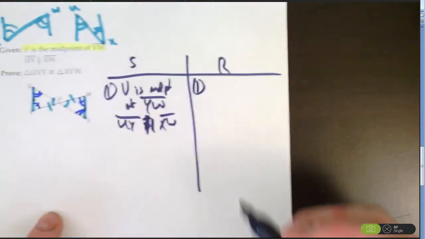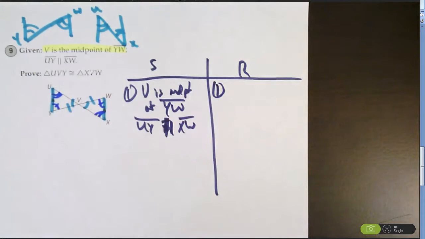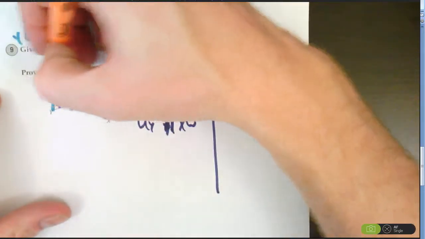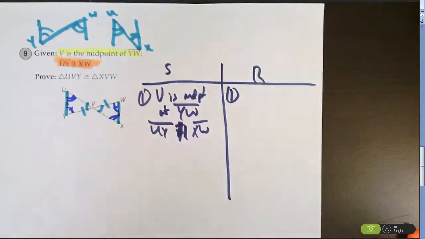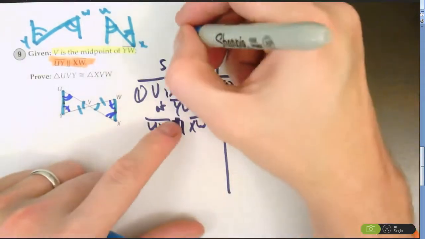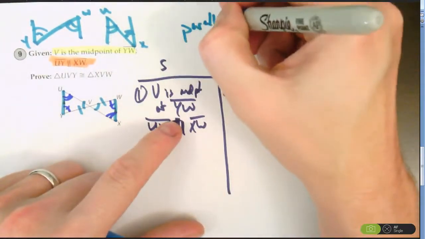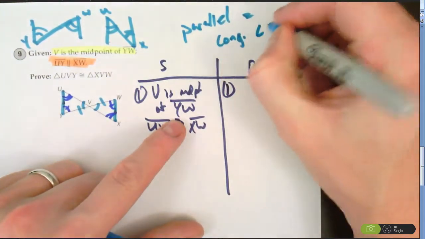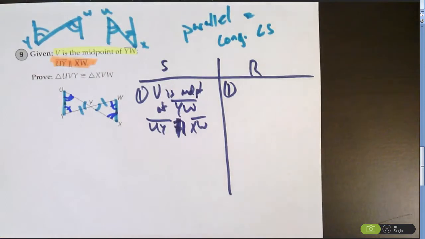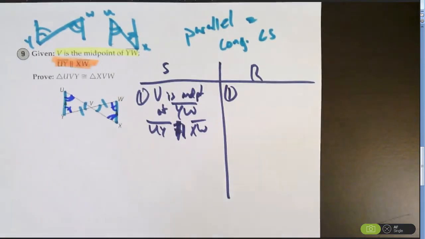Oh, and I didn't say this, and I should have. Don't forget, anytime you see parallel lines, that means you're going to have a pair of congruent angles somewhere in the drawing. At least one pair, if not two. So again, those are things to memorize: parallel lines means congruent angles. So we got one, that's given.